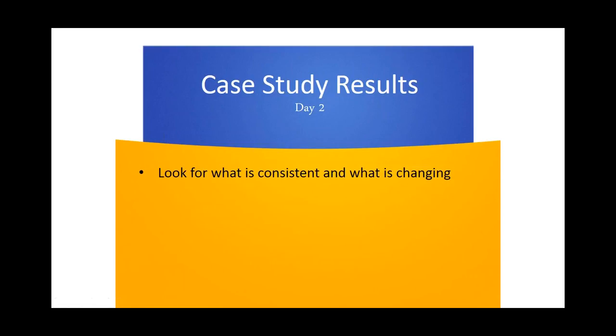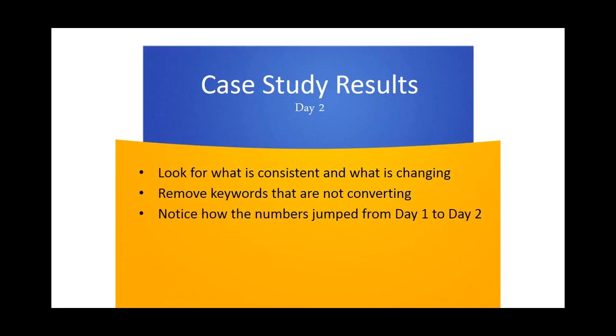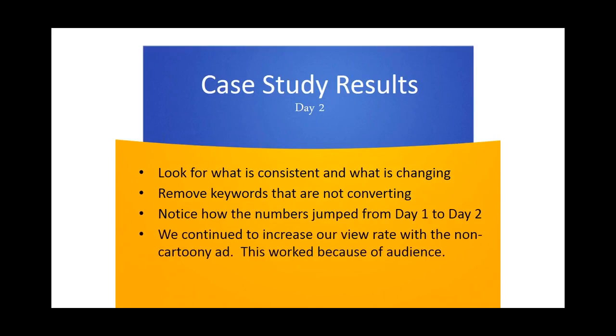So you're not going to get a perfect score on day one. Day two and day three, as you begin to remove things and figure out what works and what doesn't, then the amazing thing is you can tweak it and you start to see really good results. So what I did was I looked for what is consistent, what is changing. I removed keywords or even targeting people's names that were not converting. So notice how the numbers jump from day 1 to 2.